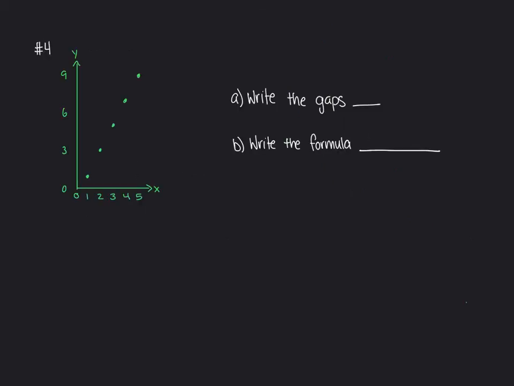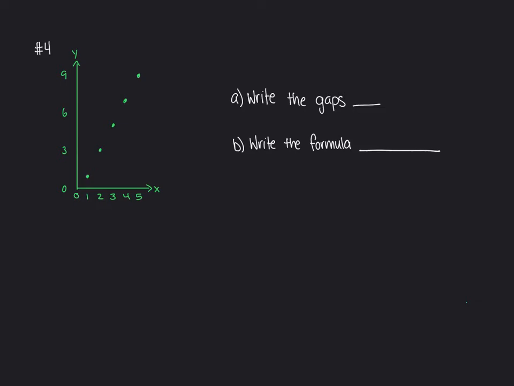Question number 4 is going to give you a graph and a couple of questions. So they'll actually have a series of graphs. I'm just doing one, and your first job is going to be to write the gaps, so to find the gaps in the graph without writing out the sequence. And the second part, in your book, it will ask you to match the formula to the graph, but I'm just going to show you how to practice writing the formula from scratch just from looking at a graph.